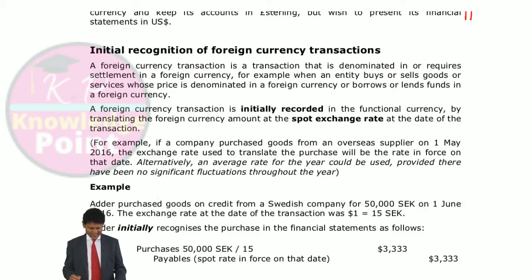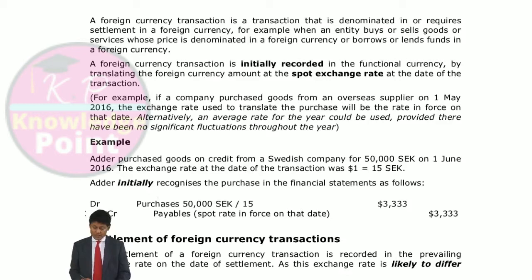Okay, initial recognition of foreign currency transactions. Now, let's understand what's going on. A foreign currency transaction is a transaction that is denominated in or requires settlement in a foreign currency. For example, when an entity buys or sells goods or services whose price is denominated in a foreign currency, or borrows or lends funds in that currency. You understand the general context in which I'm writing that. A foreign currency transaction is initially recorded in the functional currency, of course, by translating the foreign currency amount at the spot rate of the date of the transaction.